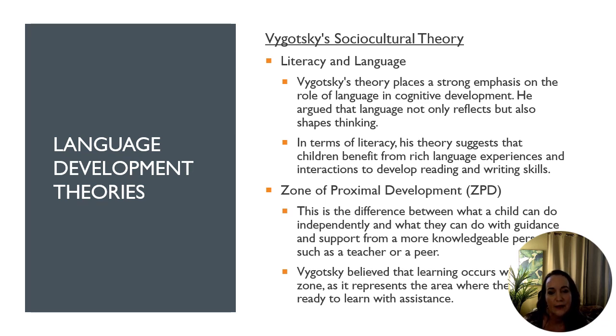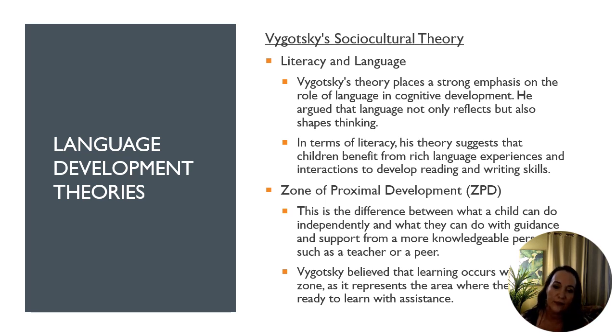Vygotsky, so his sociocultural theory, his theory places strong emphasis on the role of language in cognitive development. He also argued that language not only reflects, but also shapes thinking. In terms of literacy, his theory suggests that children benefit from rich language experiences and interactions to develop reading and writing skills. This is called the zone of proximal development, or ZPD.